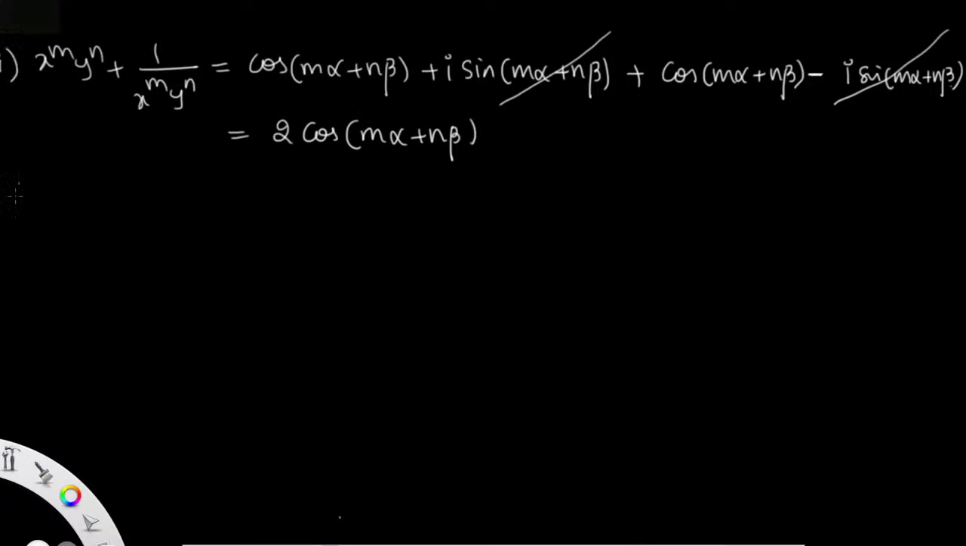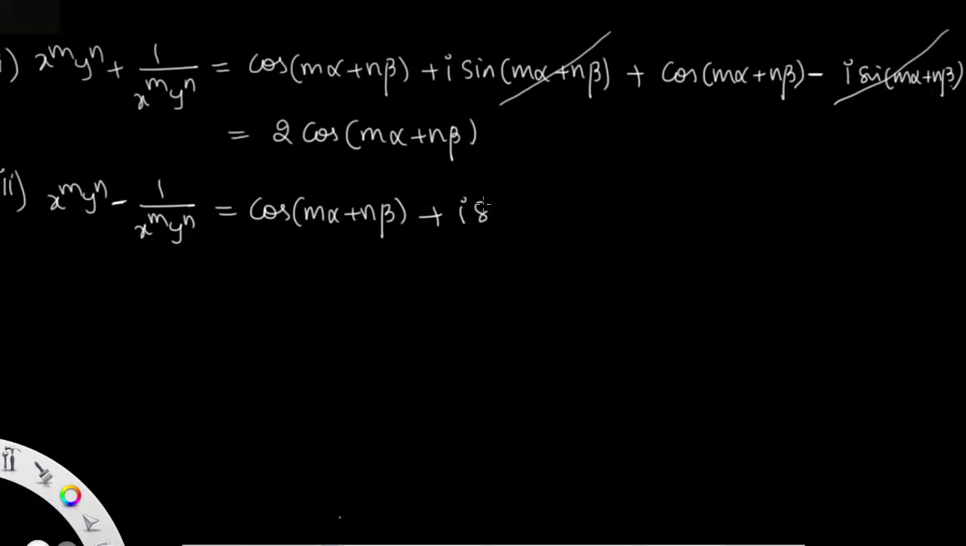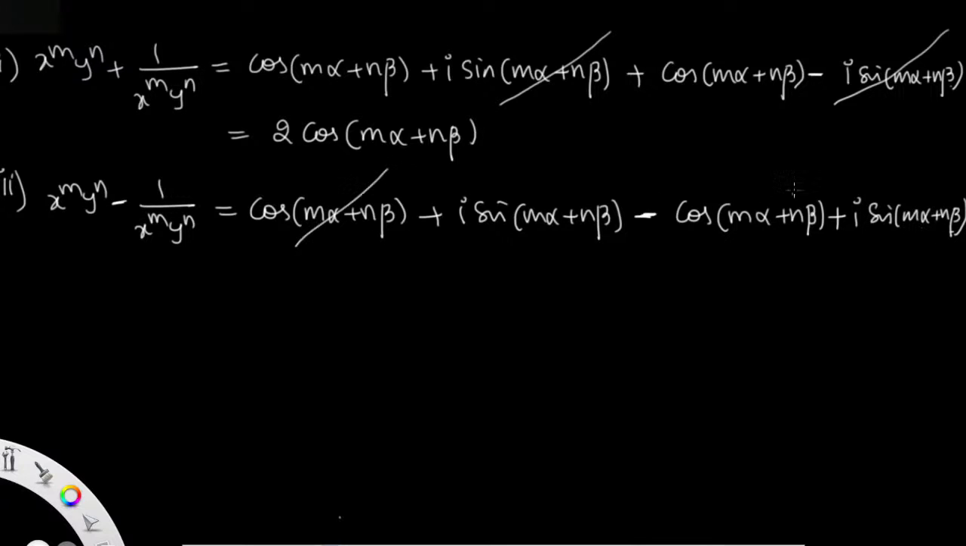Similarly, first question is over. Then the second question is x power m into y power n minus 1 by x power m into y power n. Nothing but the same thing, right? But in between minus is there. Cos m alpha plus n beta plus i into sin m alpha plus n beta, and as minus is there, first term will change into minus, second term will change into plus i sin m alpha plus n beta. Now which terms will get cancelled? Cos terms will get cancelled. Then you get 2i sin m alpha plus n beta. That's all. We proved this and this we proved.